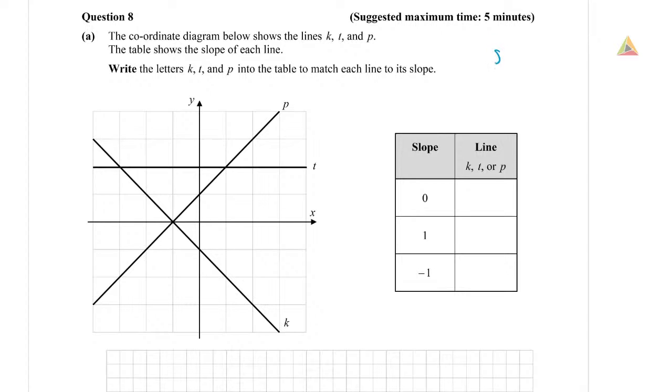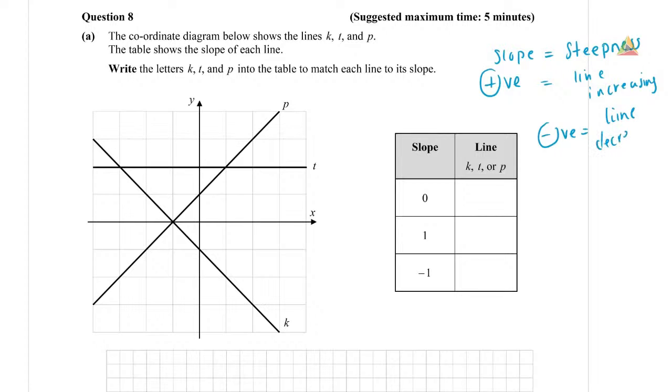Now, slope means steepness, okay? Also, if the slope is positive, then the line is increasing. And also, if the slope is negative, the line is decreasing. So, what we need to do now is decide which ones are increasing, which ones are decreasing, and which ones are neutral, they don't have a slope at all.